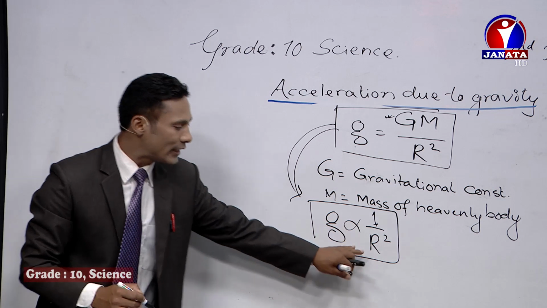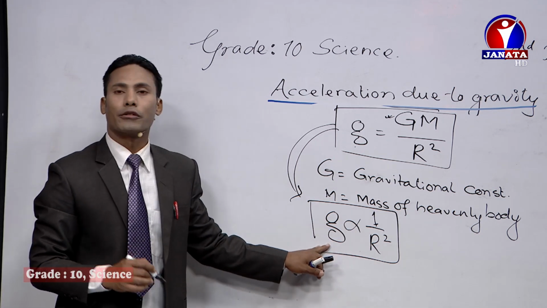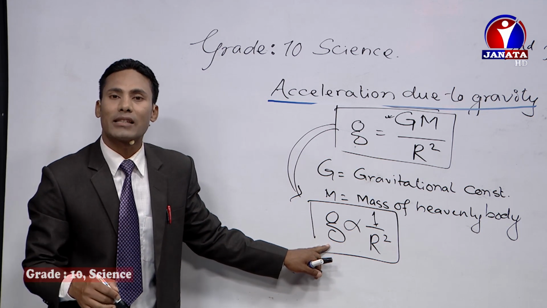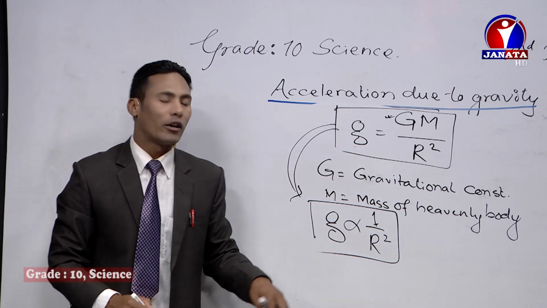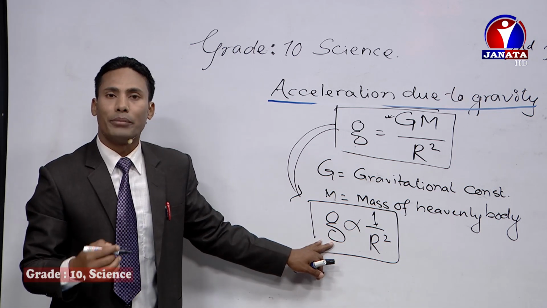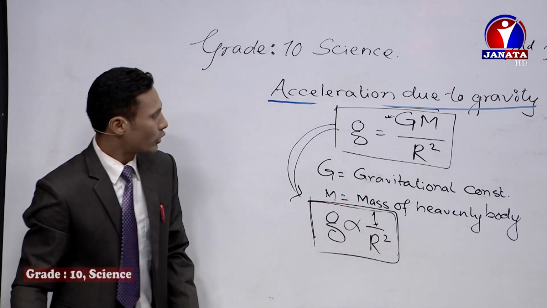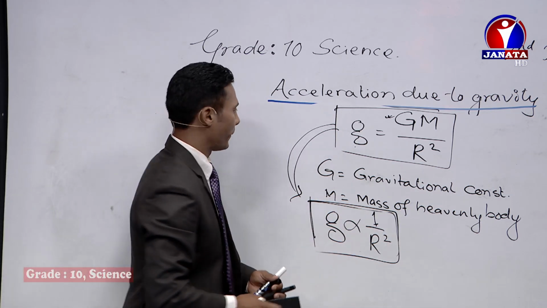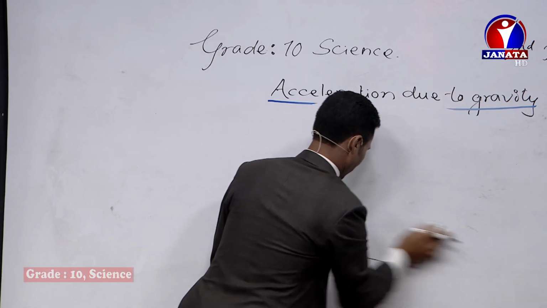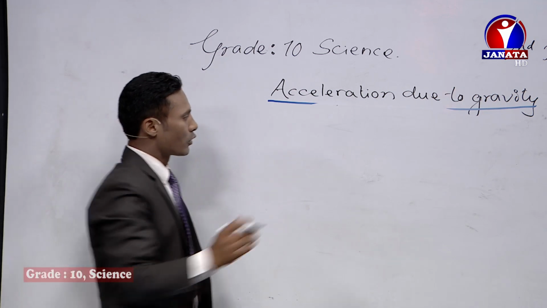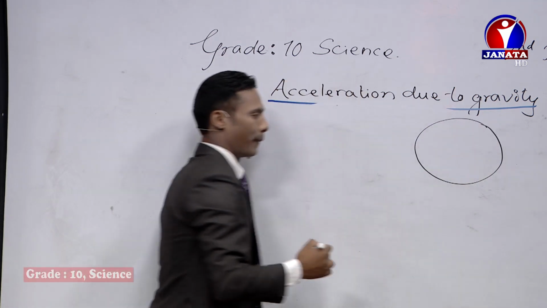Due to this reason, the acceleration due to gravity at different places on the earth varies. What I mean is, the value of small g varies from place to place. Okay, so the shape of earth is not completely a sphere, right? It is oval in structure. So this is earth, it is not completely a sphere, right?